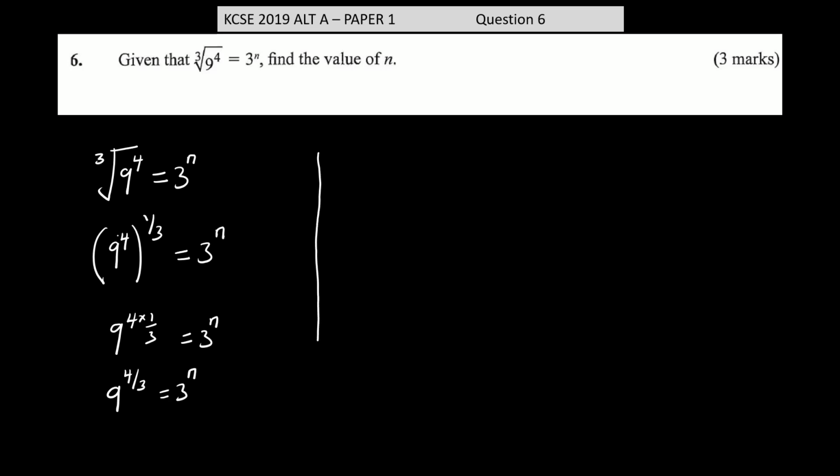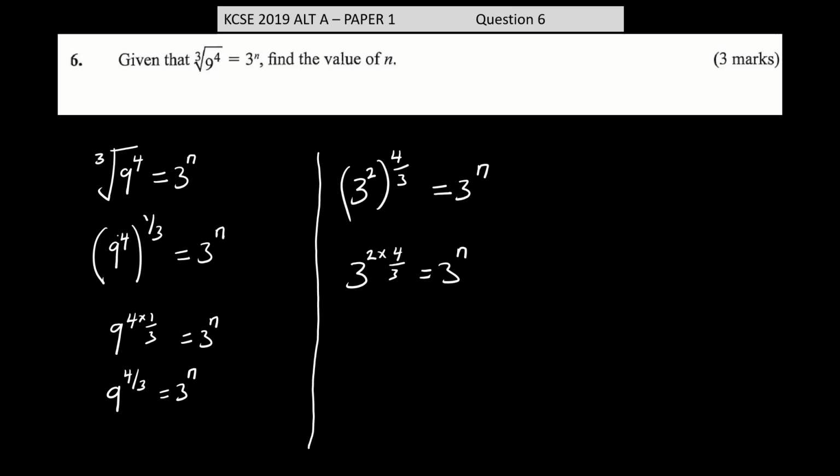Let's rule a line here. Now we have 9 and 3. To make this easier for us, let's make the base equal. We know that 3 to the power of 2 equals 9. And from this question, we see that 9 is also raised to the power of 4 over 3, which equals 3 to the power of n. And we can say this equals 3 to the power of 2 times 4 over 3, which equals 3 to the power of n. This will now be 3 to the power of 8 over 3 equals 3 to the power of n.